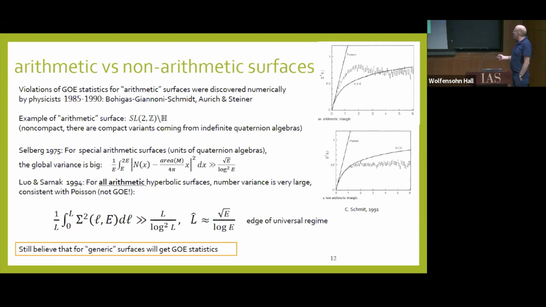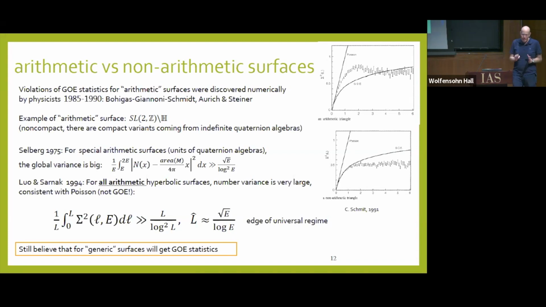So here are the results of numerics by Charles and Charles Schmidt. Initially, they were taking these non-arithmetic, let's say, surfaces, and you see GOE, and then shockingly, they unknowingly took an arithmetic triangle and saw linear growth. So this is the linear growth we understand in these examples. I do not know whether there are surfaces which are non-arithmetic where you will see this. I'm just telling you what I know.